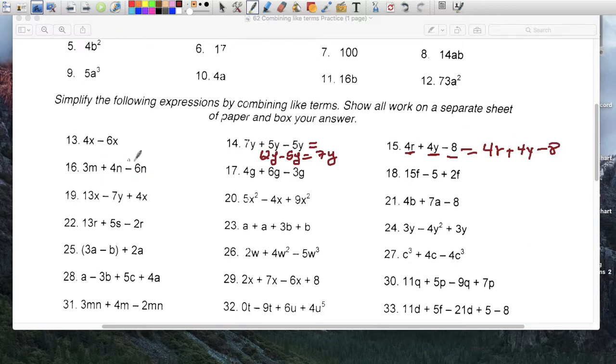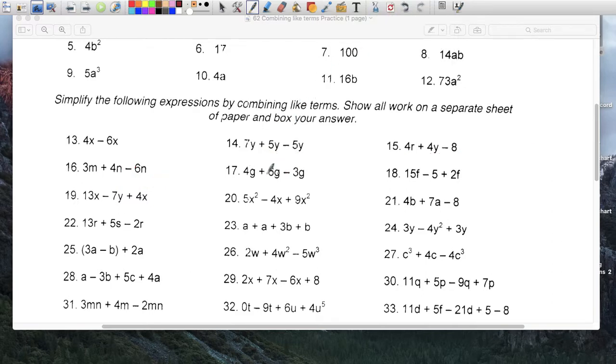This one I can combine, and hopefully I told you to change the subtraction to addition because we haven't dealt with negative numbers. So the 3m doesn't add with anyone because there's no other term that has an m, but these two n's I can add. So 3m stays the same, and I can add 4n plus 6n, and that gives me 10n. So that would be the answer for that one.